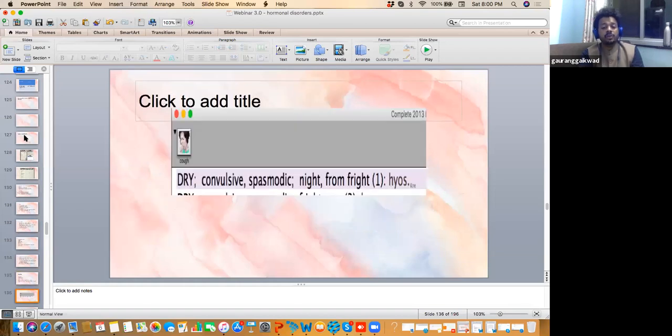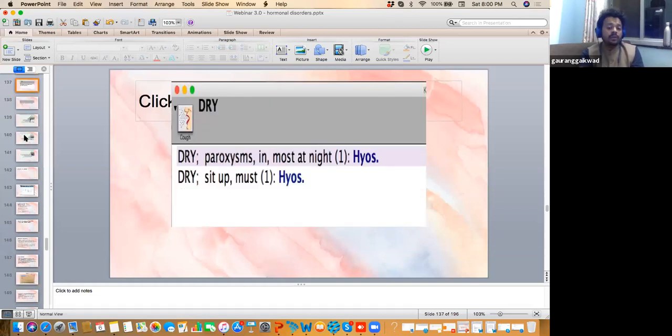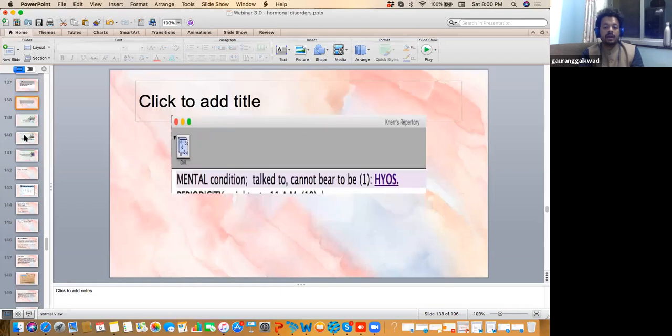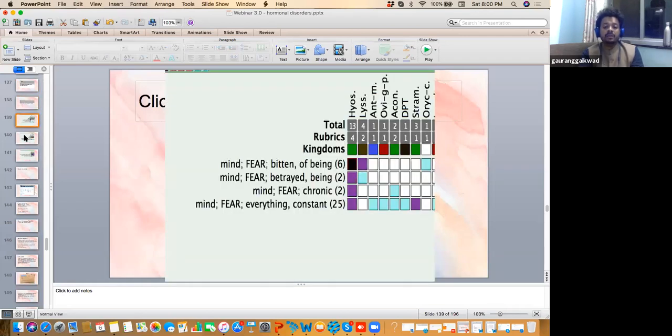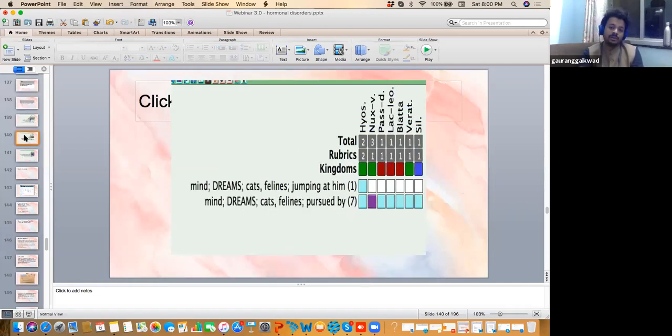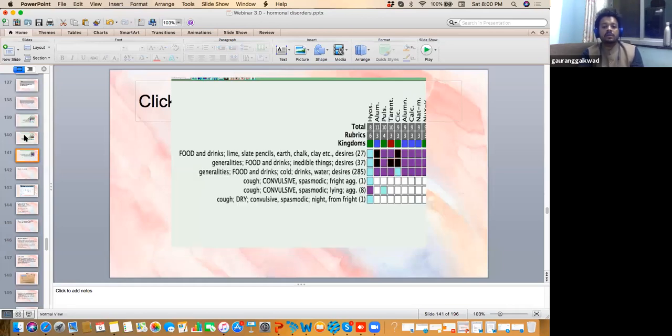So what is the most peculiar thing in the case? That cough, especially at night, especially from fright. And only one remedy there, hyoscyamus. And during fever, he doesn't want to be talked to. And there is fear of being bitten, fear of everything, fear of being betrayed. Being betrayed is the main feeling of hyoscyamus. And dreams of cats, fear of cats is also hyoscyamus. And also desire for chalk, inedible things.